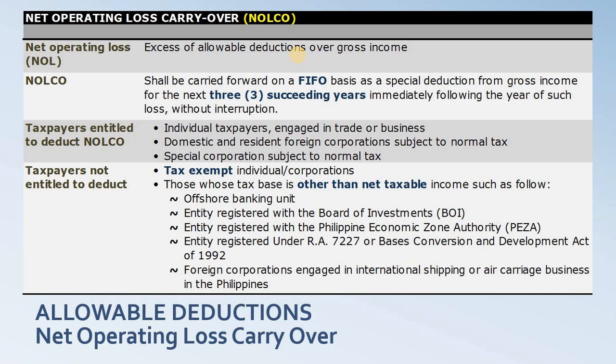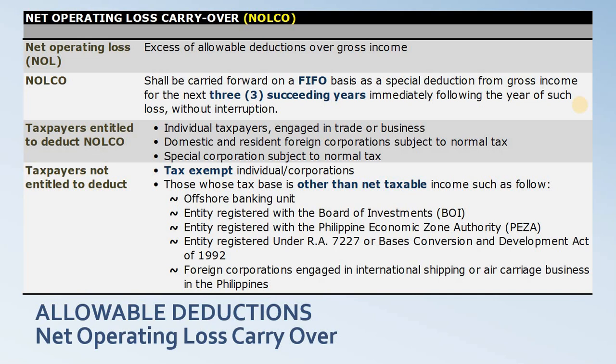So the net operating loss can only be carried over, and that is the time we can call it NOLCO. It can be carried forward or carried over on a FIFO basis as a special deduction from gross income. So this is in addition to the itemized deduction. So when can we deduct the NOLCO? The next 3 succeeding years immediately following the year of such loss without interruption. Which means that the NOLCO can be deducted from gross income during the 3 years right after the year the NOLCO has been incurred.